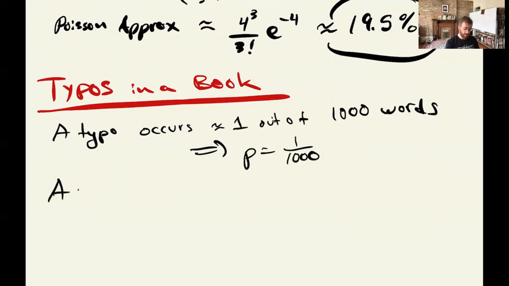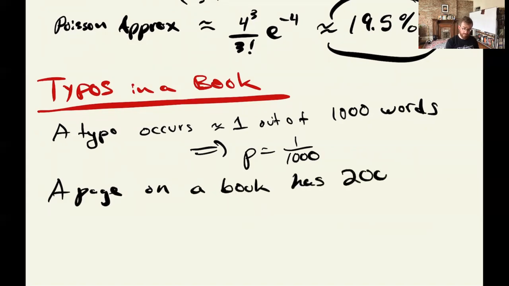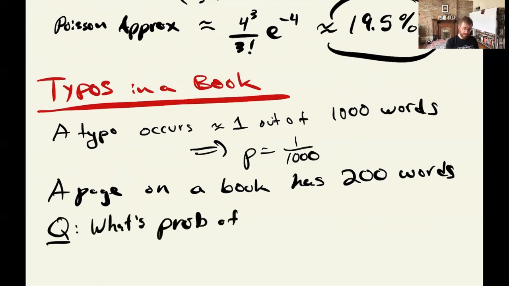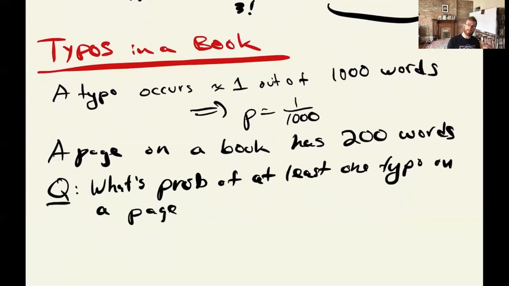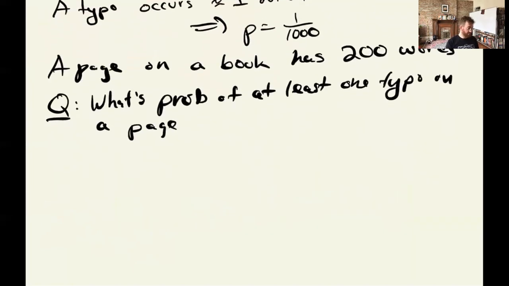But now we're looking at a page in a book that has 200 words. Let's try to compute the probability that there's at least one typo. So the question is, what's the probability of at least one typo on a page? I just pick a page at random and then I ask, for this page, what's the probability that there's at least one typo on this page? Of course, if it's a really long book, then you'll be certain that there's probably a typo on at least one page. But anyhow, let's use the Poisson approximation.